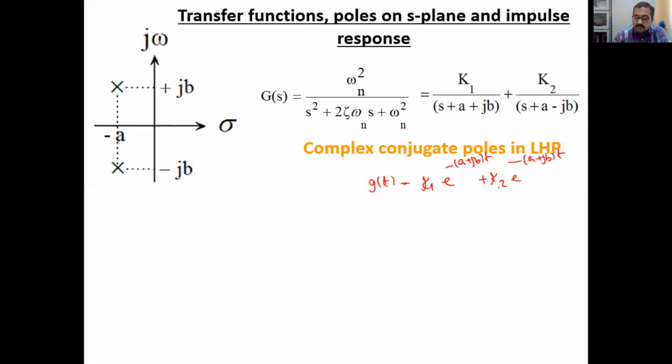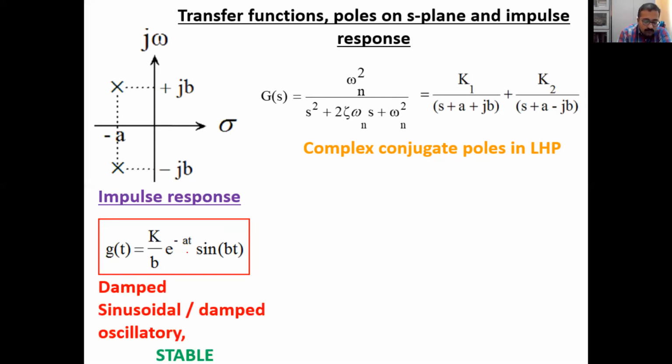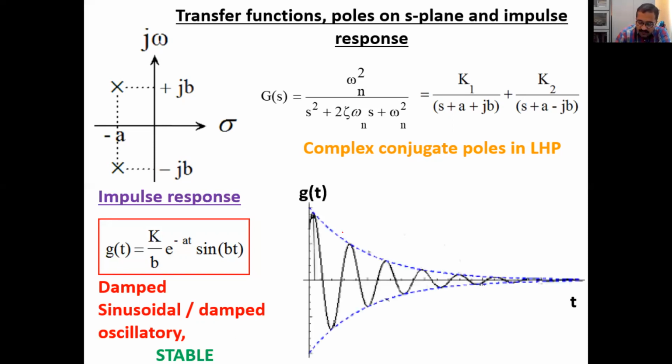So to simplify this, you will get the impulse response, or the natural response, as k by b e raised to minus at sine bt. So what will be the nature of the impulse response? It will be a damped sinusoidal or damped oscillatory. That means the system is stable, because it is finite, it is decaying as time t tends to infinity. The impulse response is decaying out. So the system is stable.